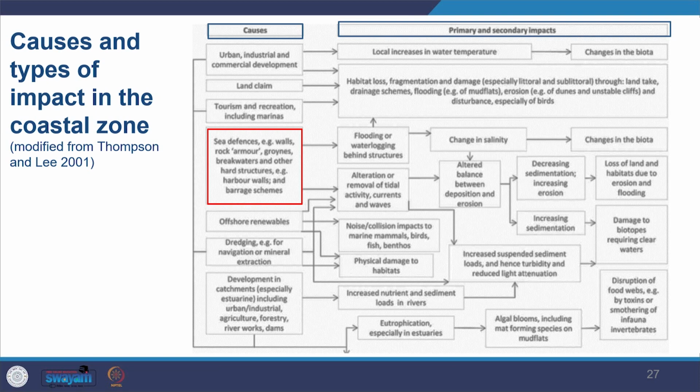And tidal activity, currents and waves would be removed or changed because of the structure which you're building there. So that would lead to another level of deposition or erosion, and it would also lead to change in sedimentation, like increasing erosion. You might also see loss of land and habitat because of erosion and flooding. And then you might see increasing sedimentation, and damage happening to biotypes, especially those which require clear water. In the previous class we studied about biotypes.